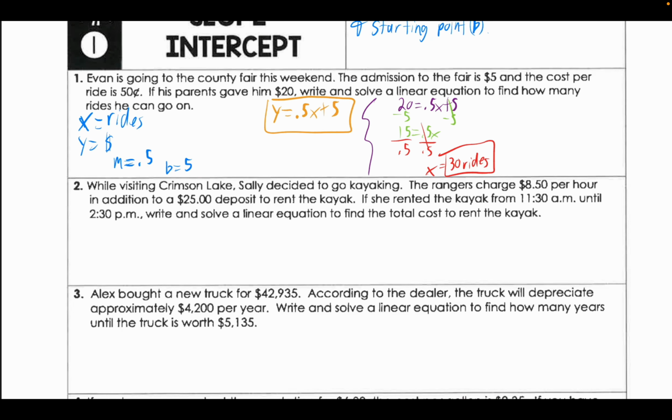On number 2 here, when visiting Crimson Lake, Sally decided to go kayaking. The rangers charge $8.50 per hour in addition to a $25 deposit to rent the kayak. Okay, we're going to pause there for a moment.